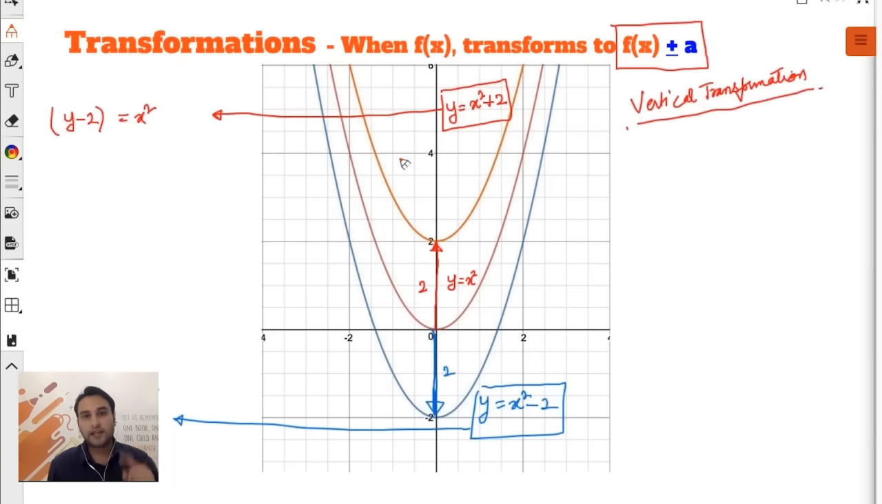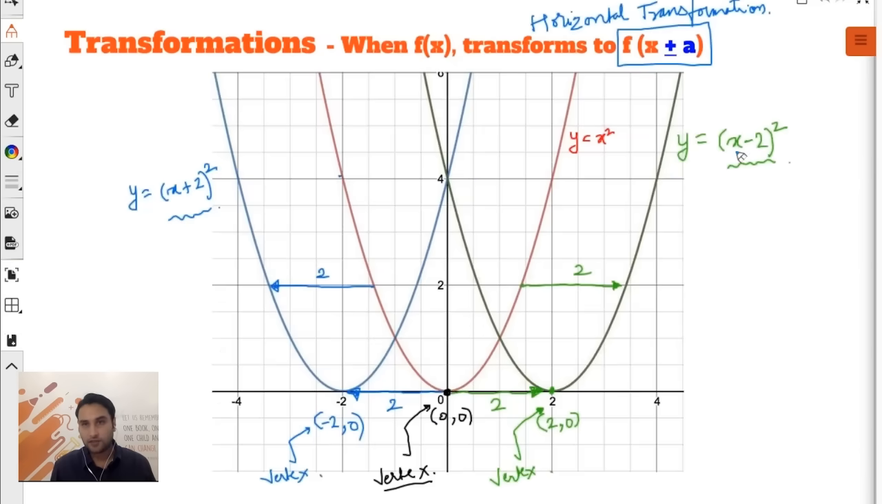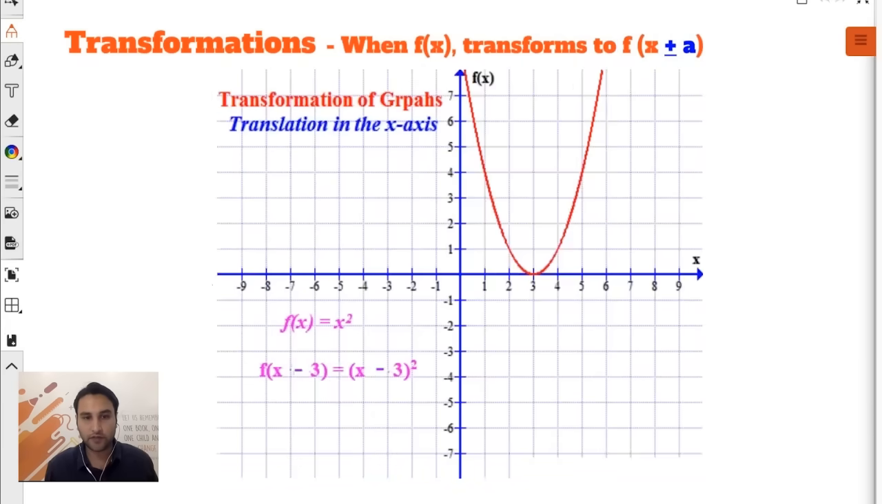Like x minus 2 shifts towards the right, similarly, if it is y minus 2, the shift is up. X minus 2 right, y minus 2 up. X plus 2 left, y plus 2 down. Now it makes sense? Y minus 2 up, y plus 2 down. Change in y, shift along y. Change in x, shift along x. Simple, cool. Okay, so let's move ahead now.